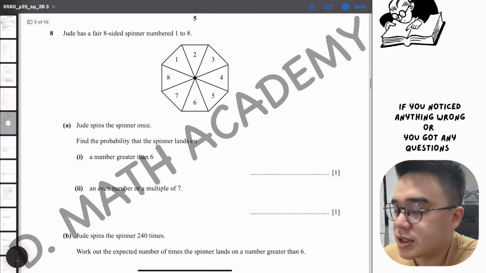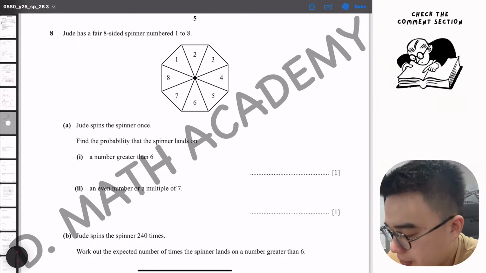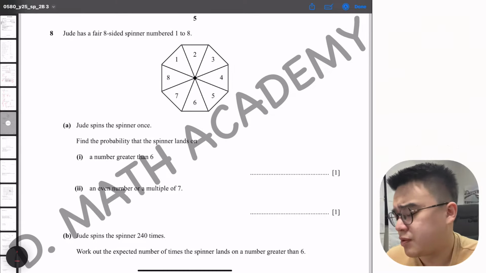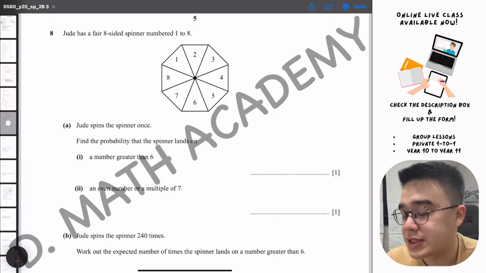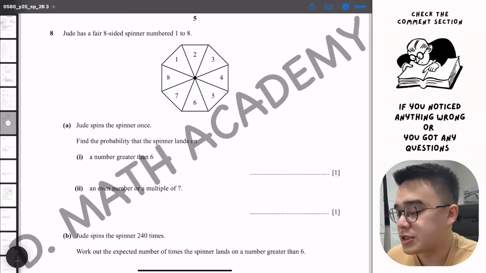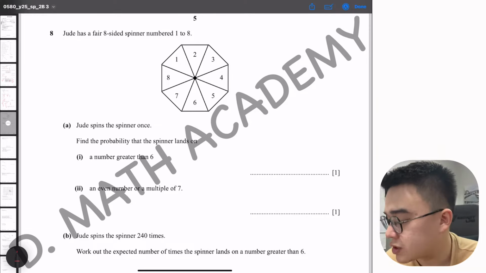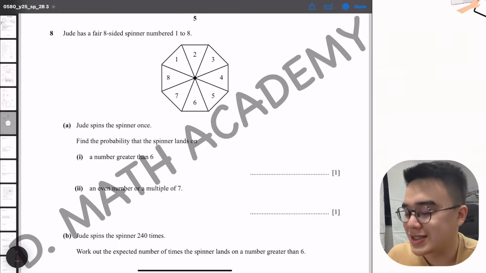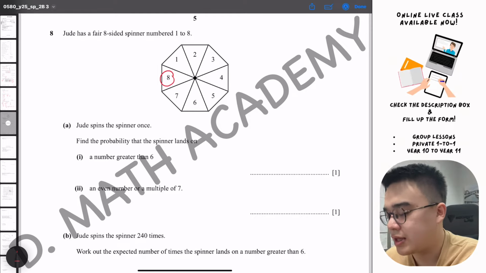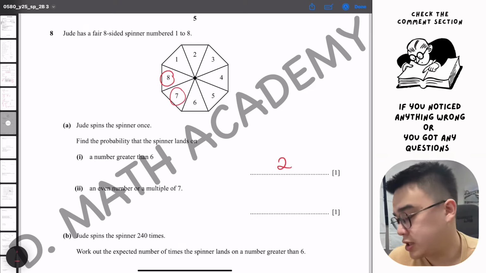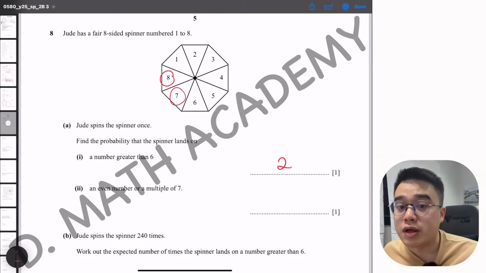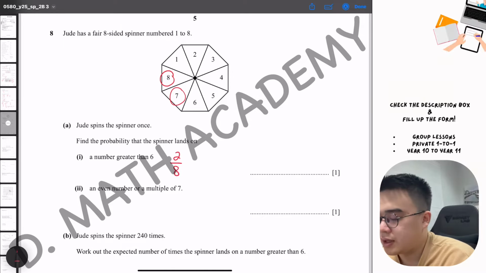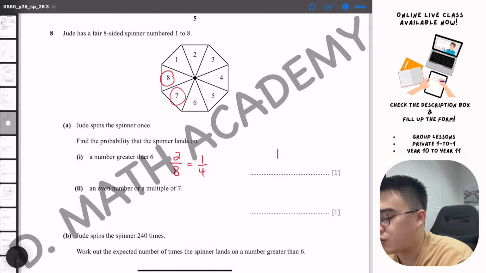Next, question 8. Jude has a fair 8-sided spinner, numbers from 1 to 8. Jude only spins it once. Find the probability that it lands on a number greater than 6. So the catch here is it must be greater than 6. A very common mistake that students make here is they just go ahead and count how many of them are more than 6. It's quite obvious that it's only 7 and 8. Then they will just slap a 2 here. This is wrong because they overlook the fact that they are looking for probability. So there are a total of 8 possible outcomes. You need to divide and make it in the simplest form, showing that it's 1 over 4.